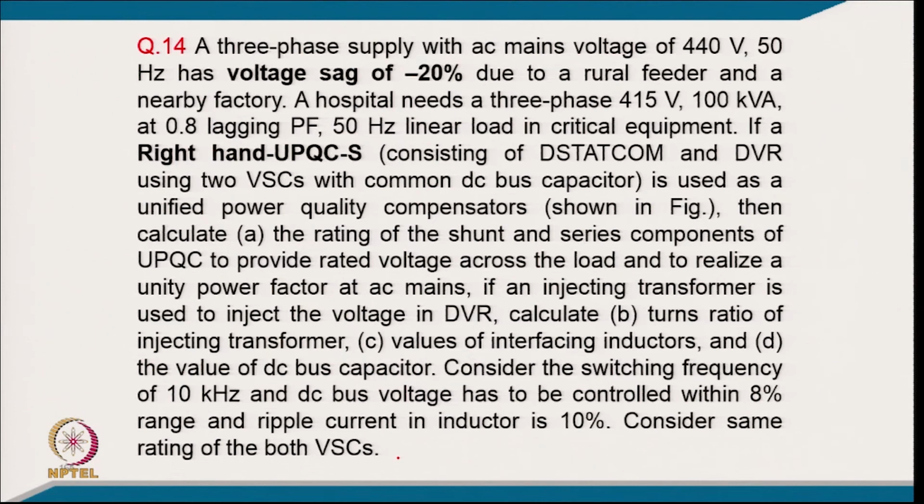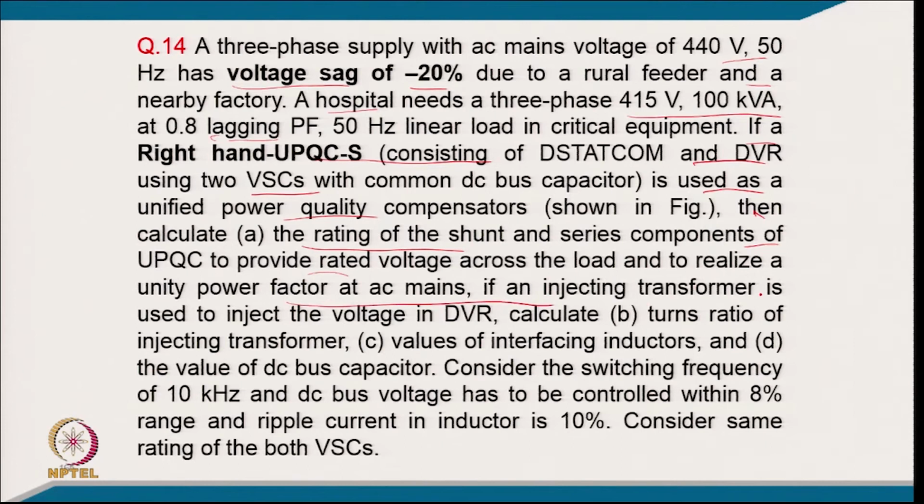7018.28 microfarad. So, coming to numerical number 14, a 3-phase supply with an AC mains voltage of 440 volt, 50 hertz, has a voltage sag of 20% due to a rural feeder and a nearby factory. A hospital needs a 3-phase 415 volt, 100 kVA, 0.8 lagging power factor linear load for critical equipment. If the right hand UPQC, considering the D-STATCOM and DVR using a UPQC with a common capacitor, is used, then calculate the rating of the shunt and series components of the UPQC to provide the rated voltage across the load and to realize unity power factor at the AC mains.